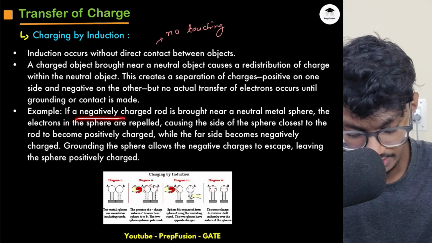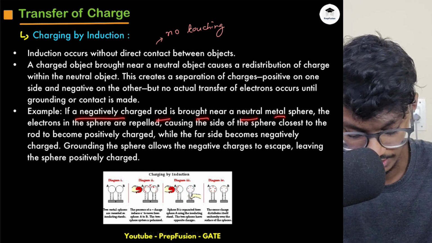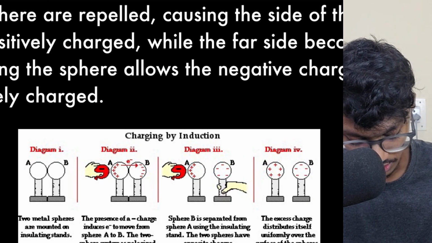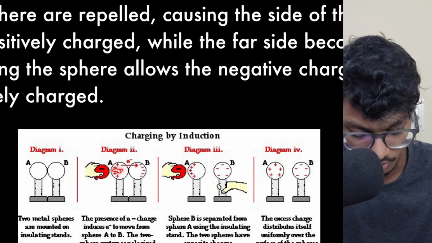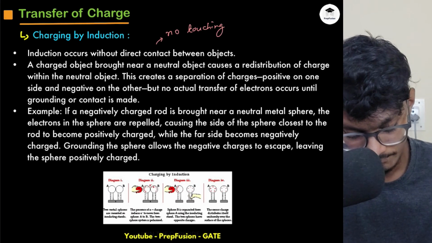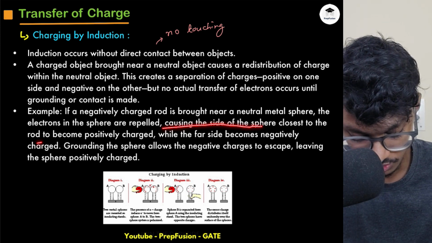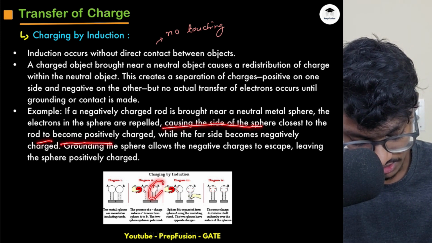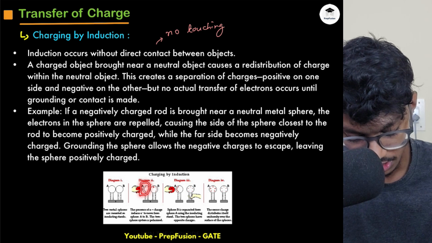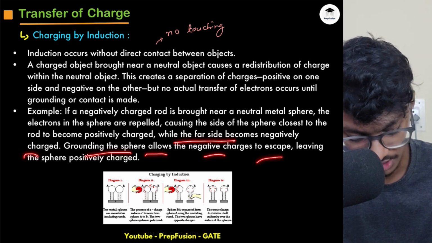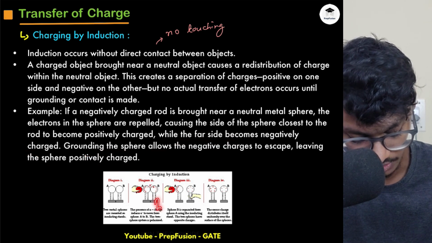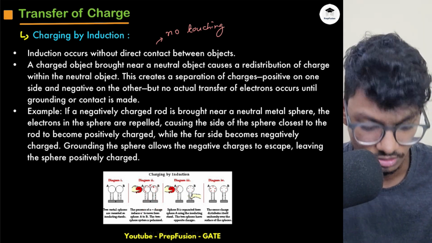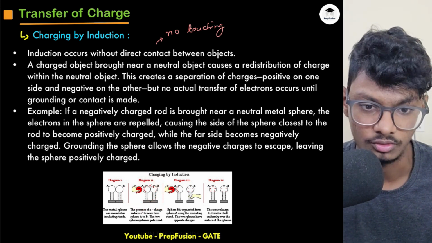If a negatively charged rod is brought near a neutral metal sphere, the electrons on the sphere are repelled. So electrons will be repelled here. Let's assume that these two are in contact. So electrons are gone here and protons are attracted here, causing the side of the sphere closest to the rod to become positively charged, while the far side becomes negatively charged. Grounding the sphere allows the negative charge to escape, leaving the sphere positively charged. If I ground this, the electrons can escape, the negative charge will go to 0, but the positive charge will be there. So induction is also there.